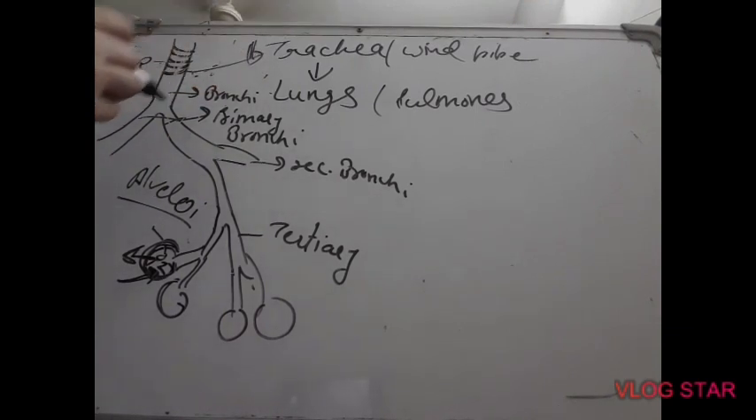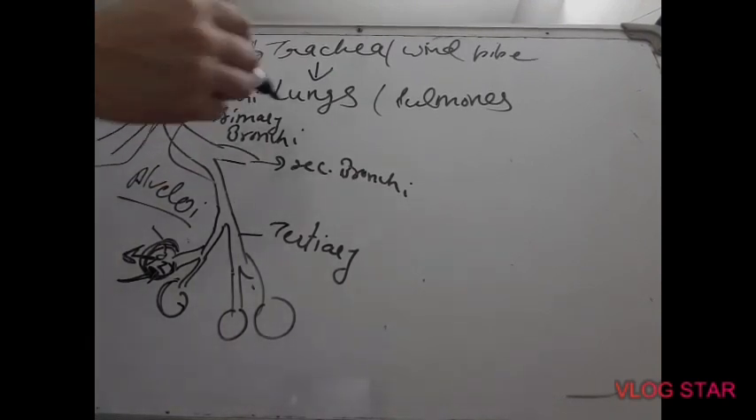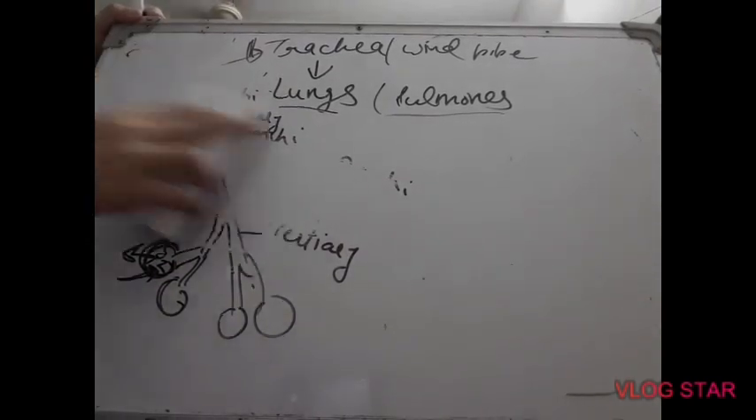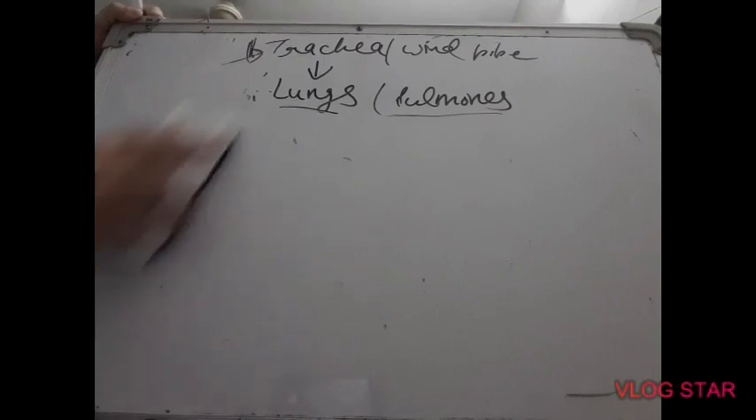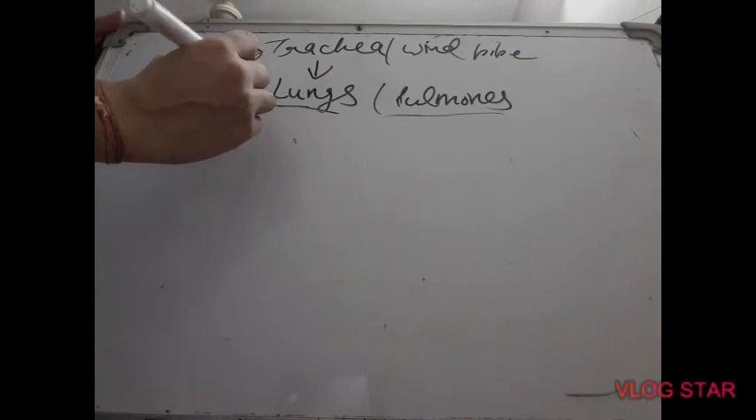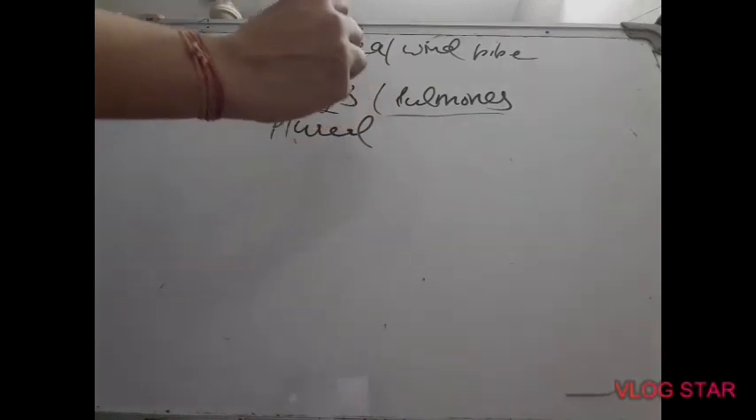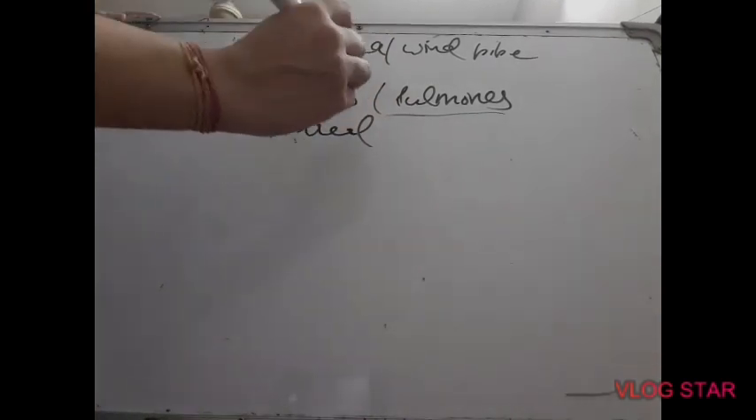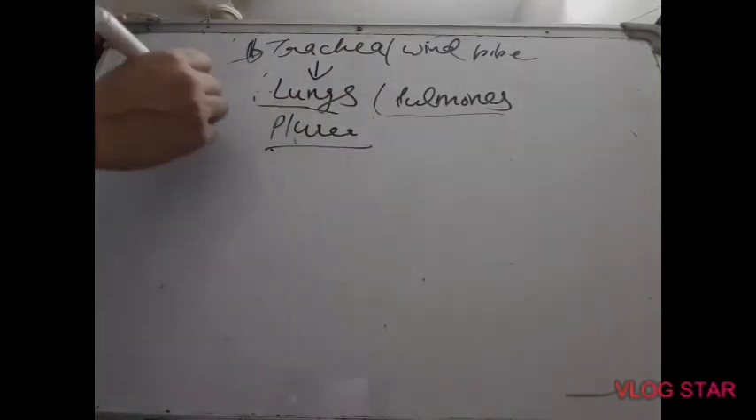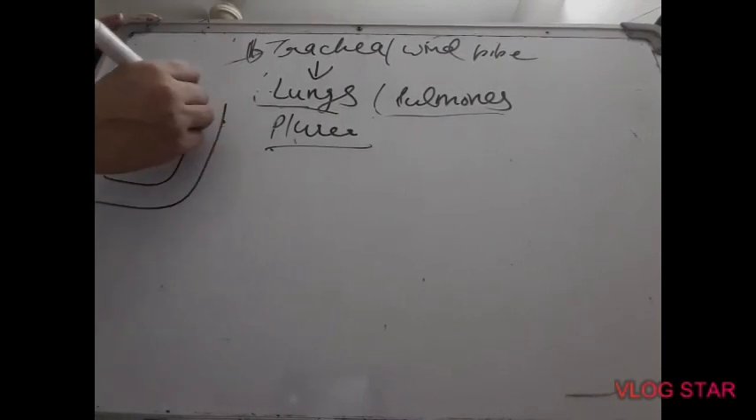Now let us move on to the lungs. When the primary bronchi move to each lung, we have to study about the lungs now. Human lungs are also known as pulmones. We have a pair of lungs and each lung is surrounded by a double layer of covering. The protective coverings of the lungs are known as pleurae. This is the lung covered by two protective coverings, and these two protective coverings are known as pleurae.